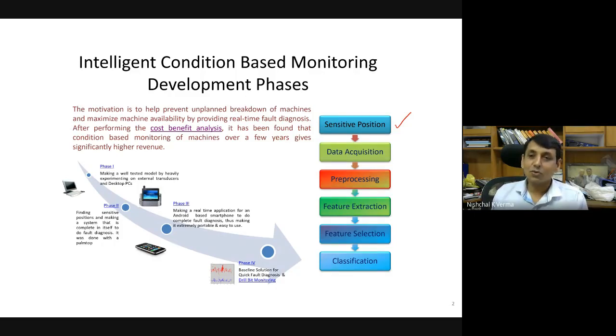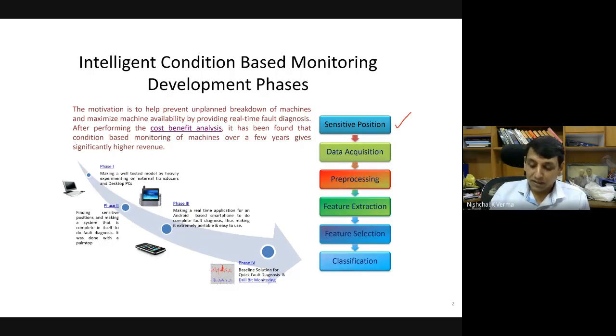These sensors depend upon the parameters that we want to pick. For example, temperature, for vibration an accelerometer, for acoustics maybe a microphone or acoustic sensors. All of these sensors basically take the information comparative to the condition of the machine, or with a reference, with respect to the condition of the machine. Based on that, these sensors give us the signals. Normally, these signals are analog signals, right?